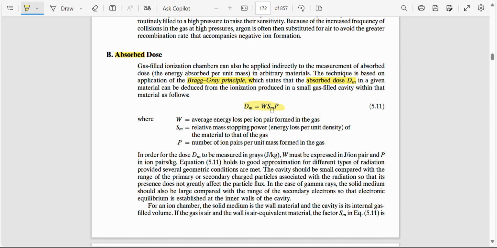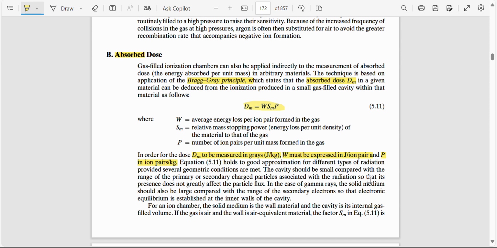What is the unit of W, the average energy loss per ion pair? Joule per ion pair. And what is the unit of P? Ion pairs per kg. Understood? These are the units. So for the dose Dm to be measured in grays, which is joule per kg, W is expressed in joule per ion pair, and P is measured in ion pairs per kg.